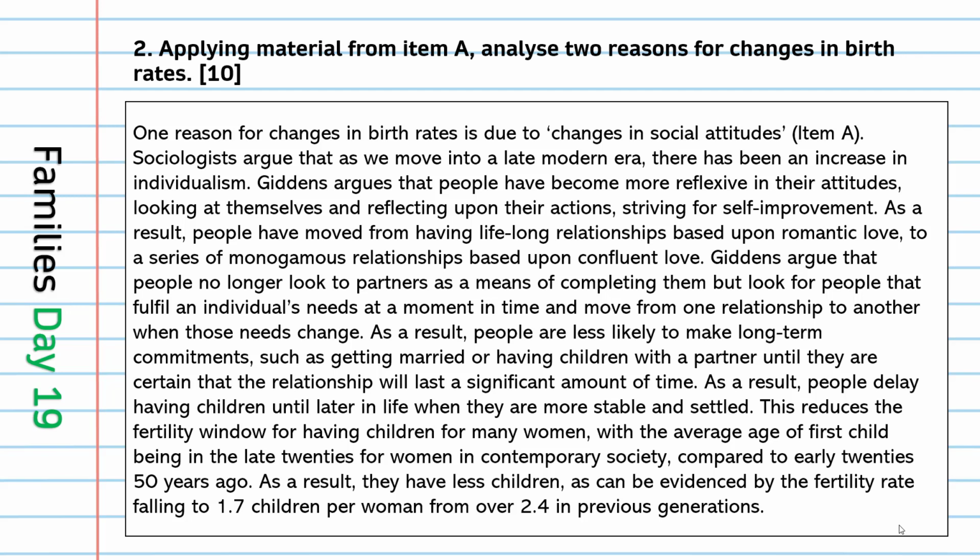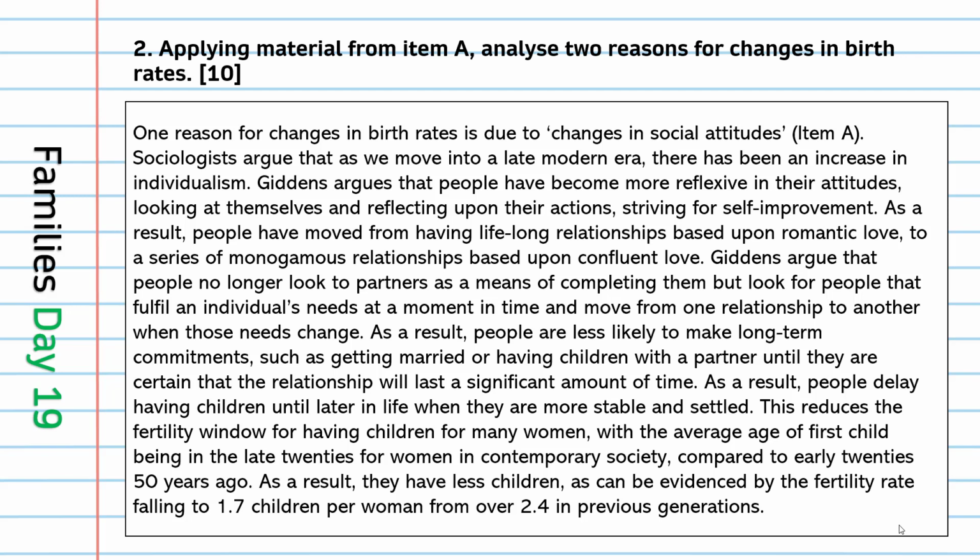Giddens argued that people no longer look to partners as a means of completing them, but look for people that fulfill an individual's needs at a moment in time and move from one relationship to another when those needs change. As a result, people are less likely to make long-term commitments, such as getting married or having children with a partner, until they are certain that the relationship will last a significant amount of time. As a result, people delay having children until later in life.